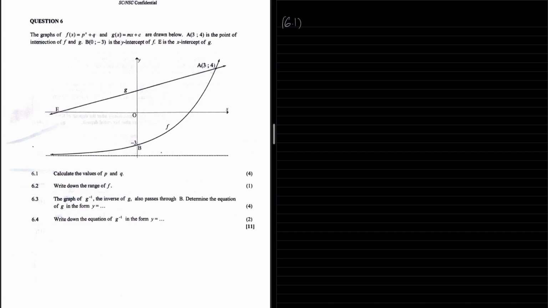So I'll start by writing up my formula. y = p^x + q. Now I want to substitute the y-intercept in. So remember, the y-intercept is (0; -3). So -3 = p^0 + q. Anything to the power of 0 is 1, so 1 + q = -3. You take the 1 over, -4 = q. So now my equation is basically y = p^x - 4.